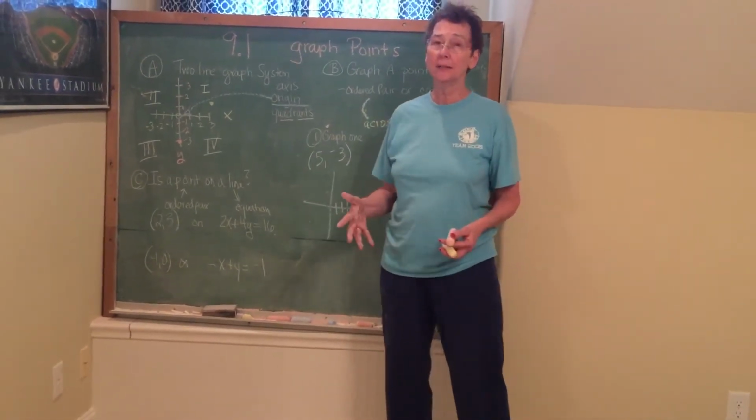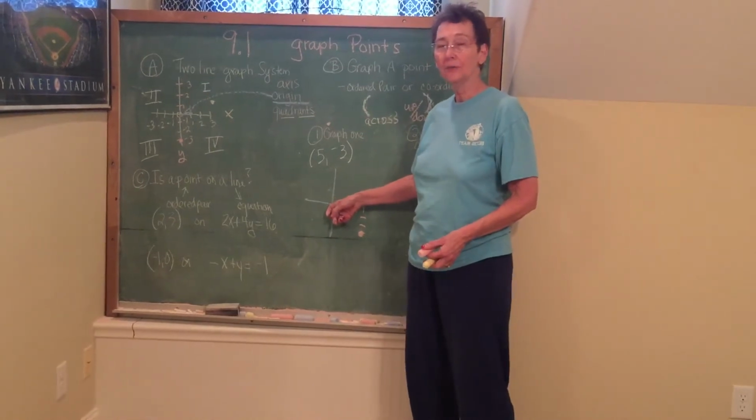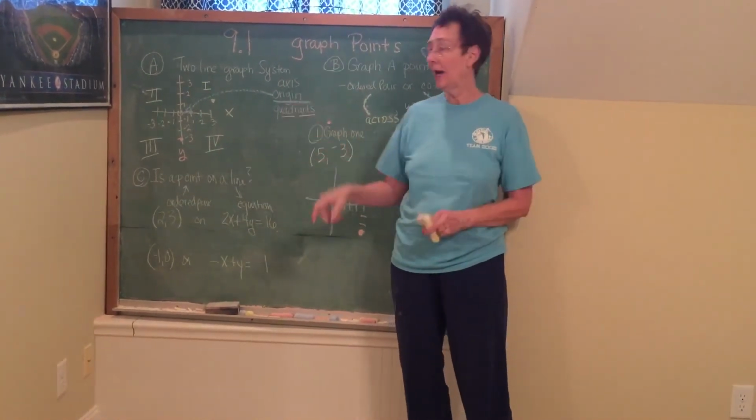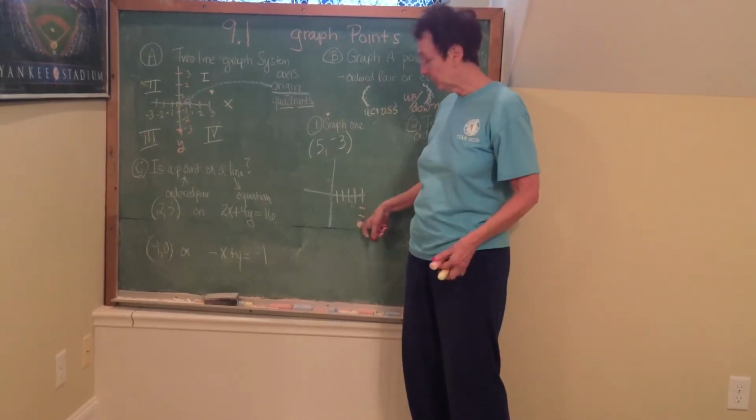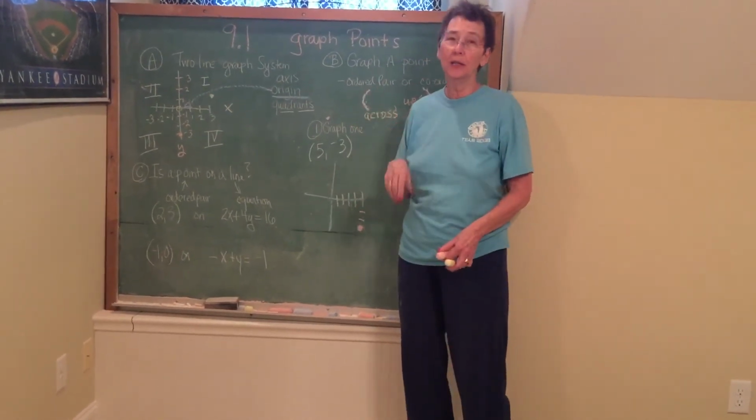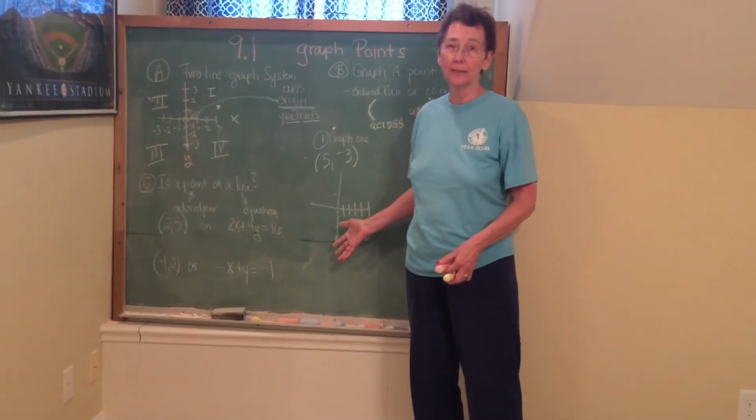In your online assignment, start right here at the graph. Use your little arrow buttons that you have. Go across, 1, 2, 3, 4, 5, and then if you're going down, just go 1, 2, 3, and then you click on it to make your dot, and that's how you would graph a point, okay?